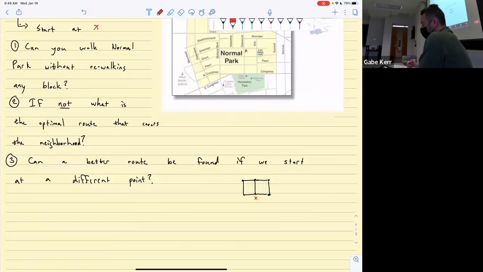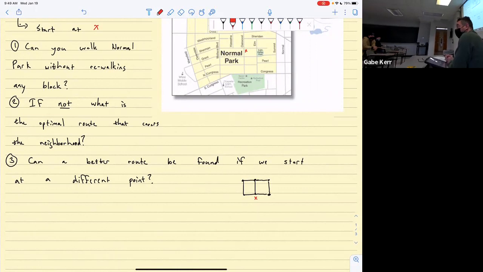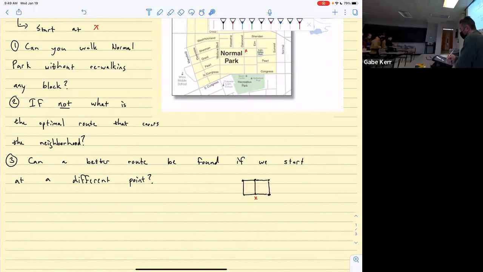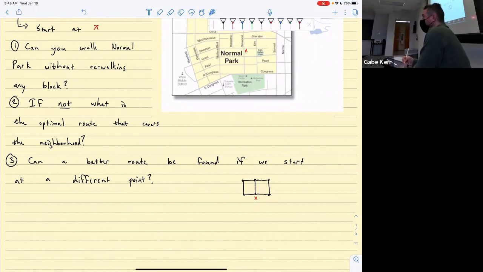All right, so the answer is no. Not if I want to get back. Yes, if I don't care, right? Why? Well, I start and I walk out. I walk around. I'm going to have to come back. I'm going to have to walk these two blocks. That means I'm going to have to come back to X.